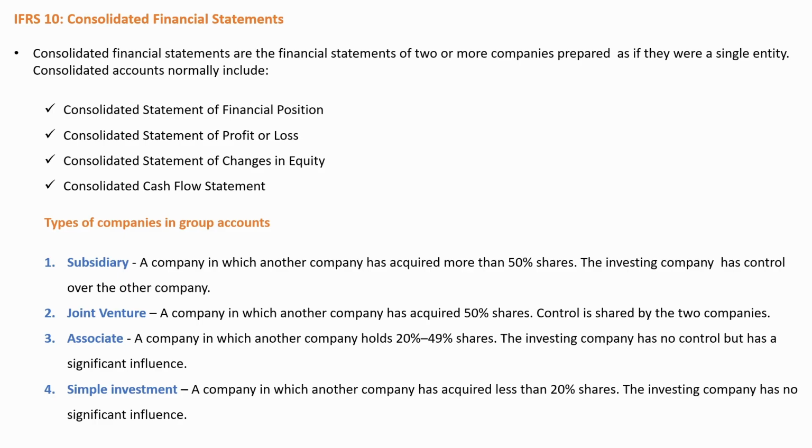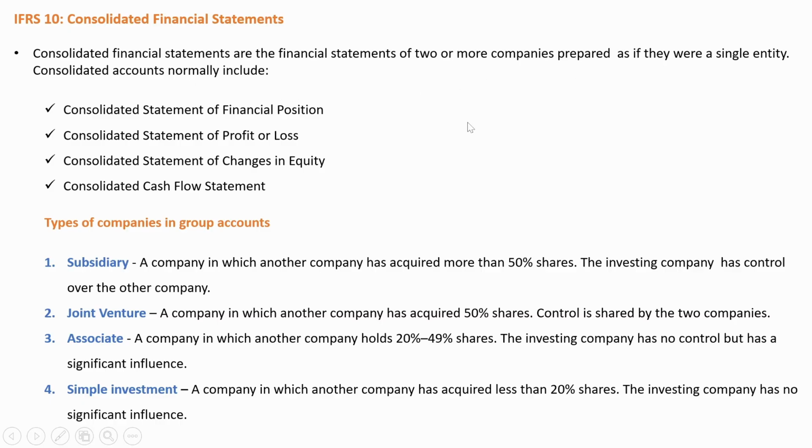In this video, I am going to be showing you how to prepare consolidated financial statements. This is financial reporting at the intermediate level for those who are pursuing CPA. So let us begin by understanding what we mean by consolidated financial statements. This is how we can define that. Consolidated financial statements are the financial statements of two or more companies prepared as if they were a single entity.